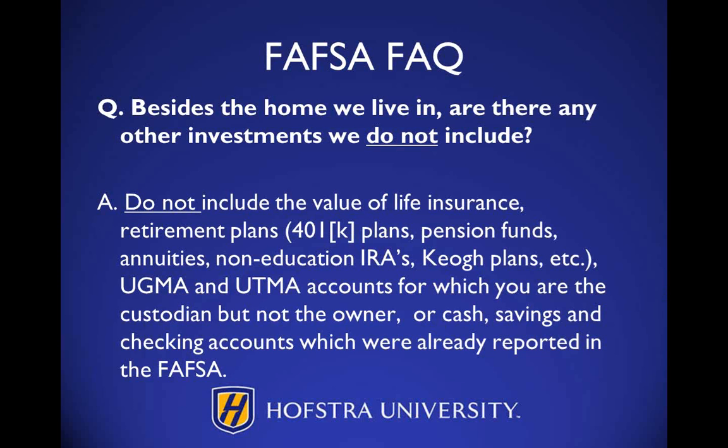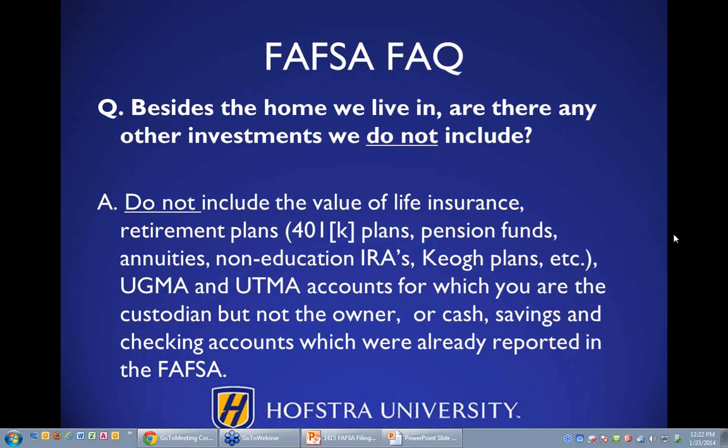And make sure that you don't count something twice. So like the UGMA and the UTMA accounts for which you are the custodian but not the owner, or cash savings and checking accounts which were already reported on the FAFSA. So be sure that if you do have some assets that are included, that you're only including them once.